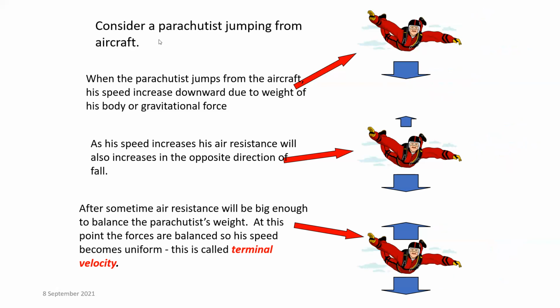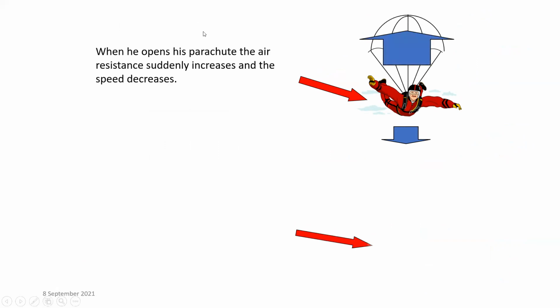Now when he opens the parachute, his weight is acting downward, which is 600 Newton. The moment he opens the parachute, what will happen? His weight is not changing, that's 600. But because the parachute has a large surface area, it will have a large air resistance. For example, air resistance will be 1000 Newton. So what is the resultant force here? A 1000 Newton air resistance, and the weight is 600.